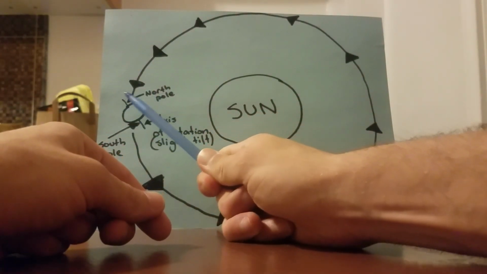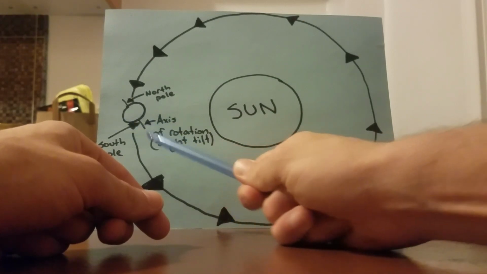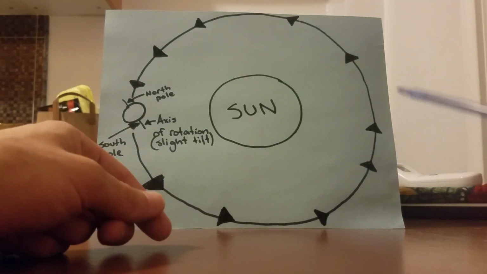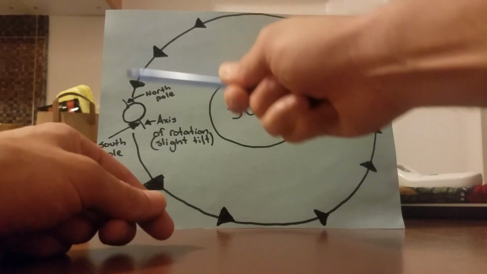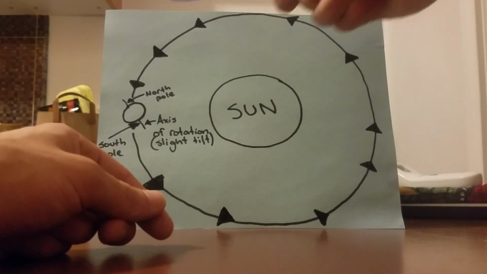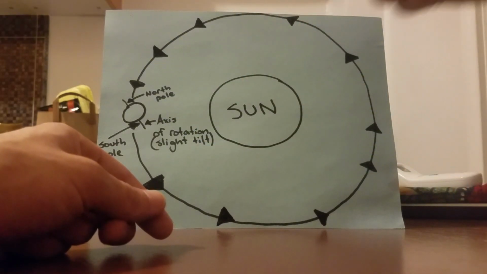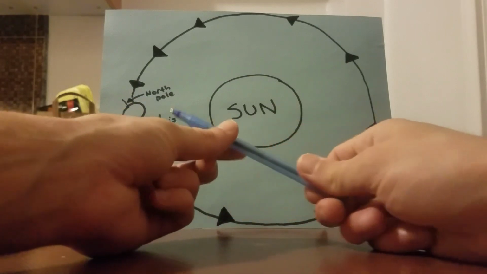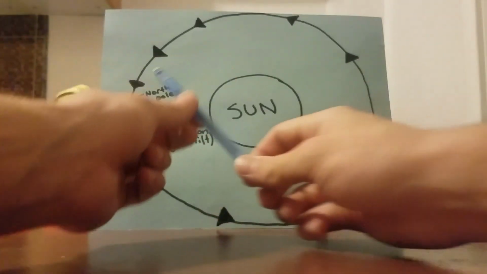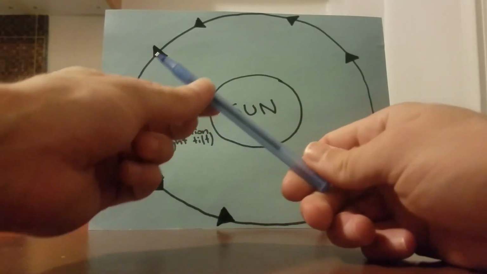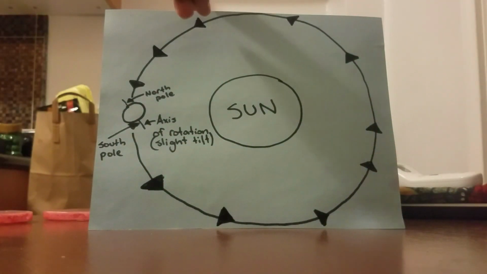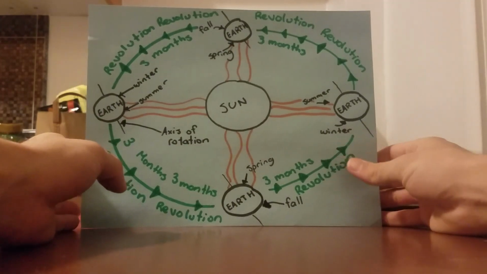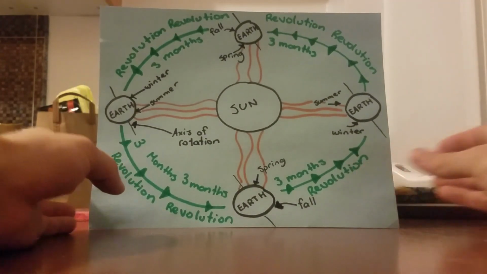The planet revolves once every year. Okay? One revolution equals 1 year. 2 revolutions equals 2 years. 365 rotations equals 1 year. 1 rotation equals 1 day. Okay? So, this is what causes the changes of the season.